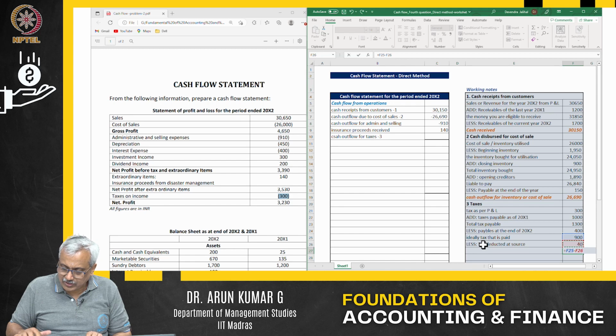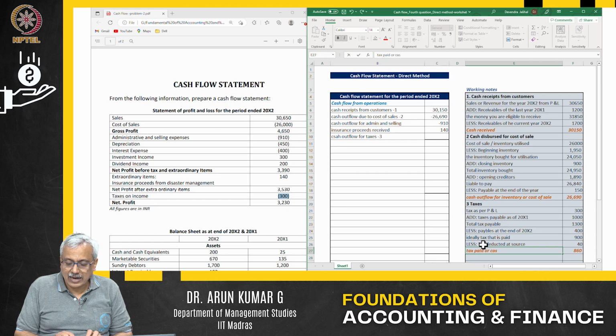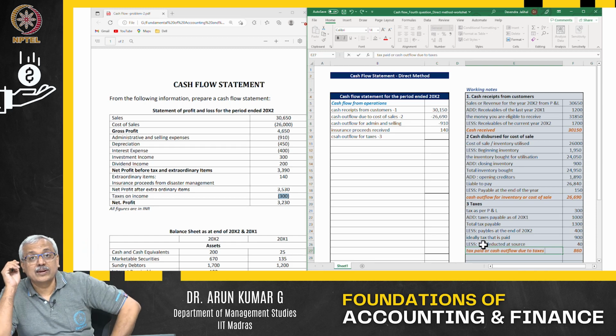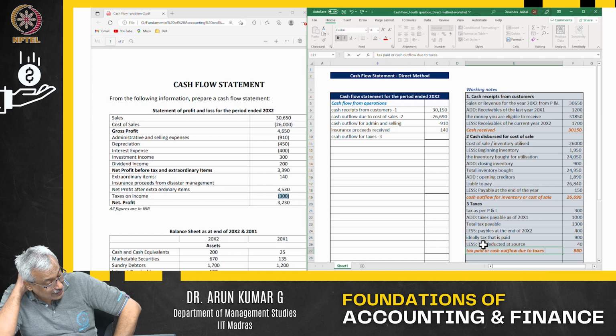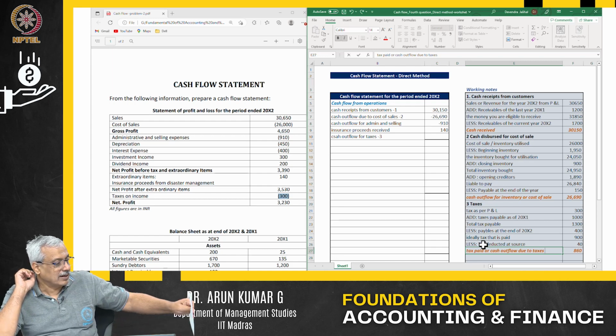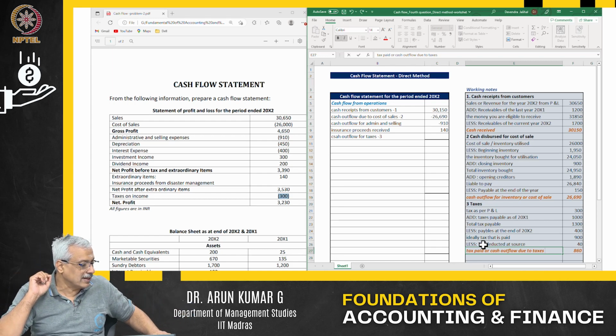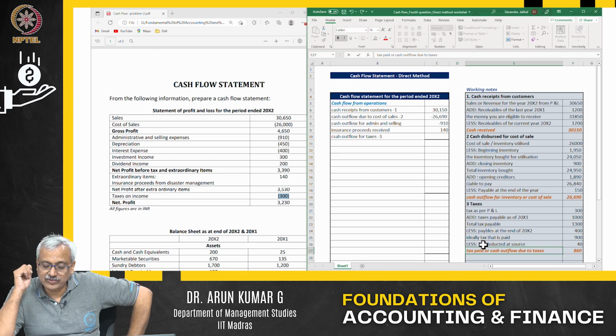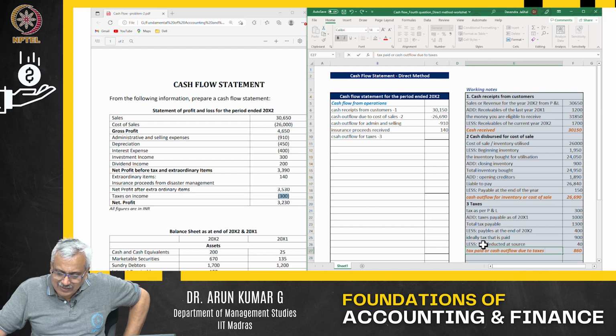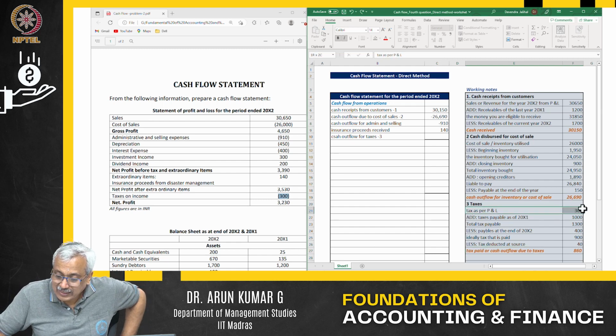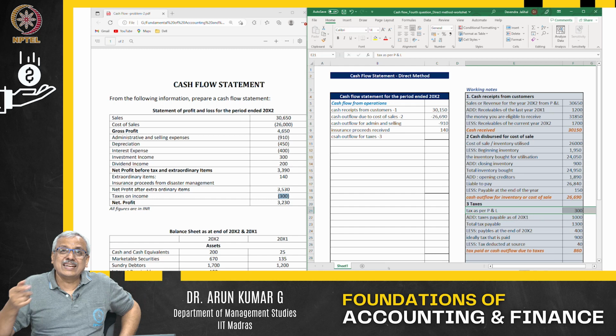So, how much of tax have you ideally paid? The tax cash outflow due to taxes is about 860 in this particular case, and that is exactly what we see out here. So, what happened? This $300 that you have said is tax on P&L includes that 40, because that is what happened.